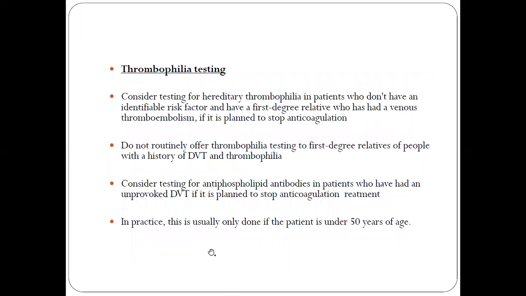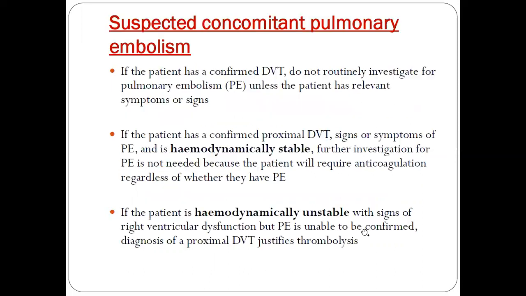And thrombophilia testing. Consider testing for hereditary thrombophilia in patients who don't have an identifiable risk factor and have a first degree relative who has had a venous thromboembolism if it is planned to stop anticoagulation. Do not routinely offer thrombophilia testing to first degree relatives of people with a history of DVT and thrombophilia. Consider testing for APLA in patients who have had an unprovoked DVT if it is planned to stop anticoagulation treatment. In practice, this is usually only done in patients under 50 years of age.